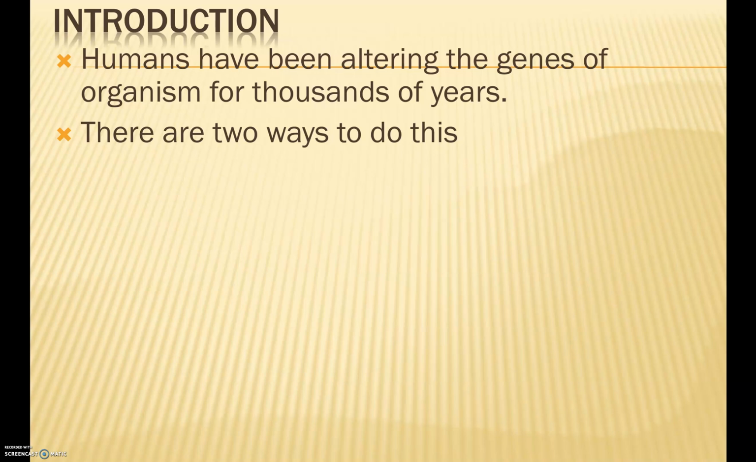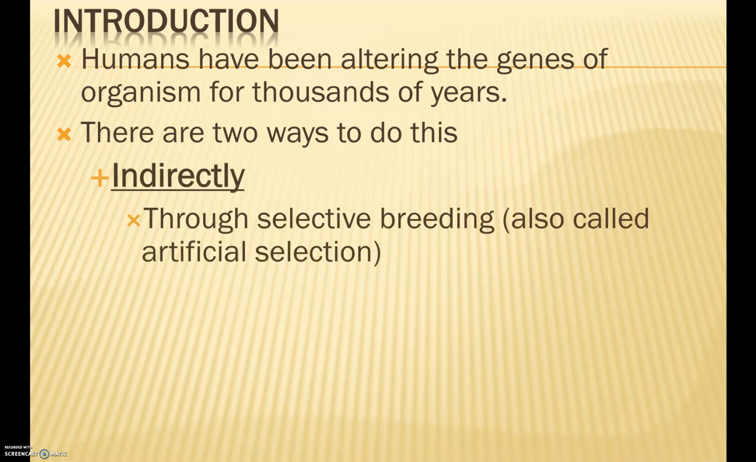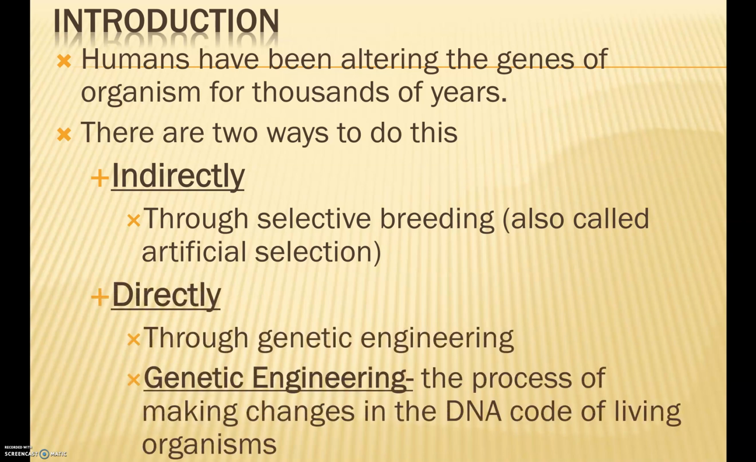There's actually two ways. And you guys can jump right down here to these definitions. So we've been indirectly modifying the genes of pets, livestock, any kind of crops, any kind of ornamental plants, really anything that you would buy in a store or get food from that doesn't just grow out in the wild. We've been doing that indirectly, and that's called selective breeding. We'll take a closer look at that in just a minute. And more recently in human history, we've been altering the genes of other organisms directly, and that's through genetic engineering.